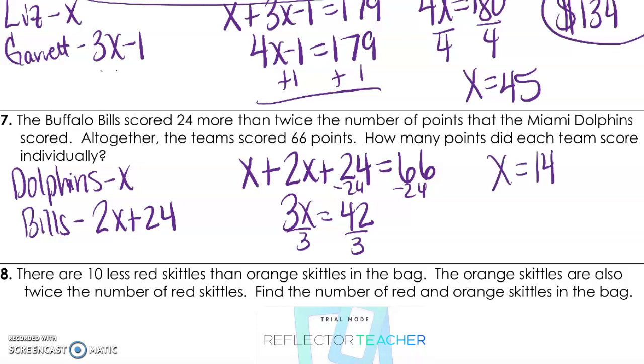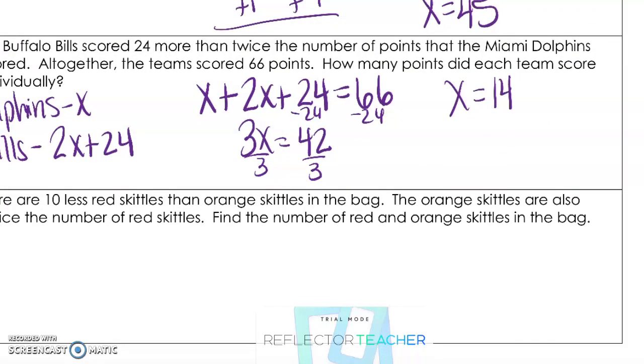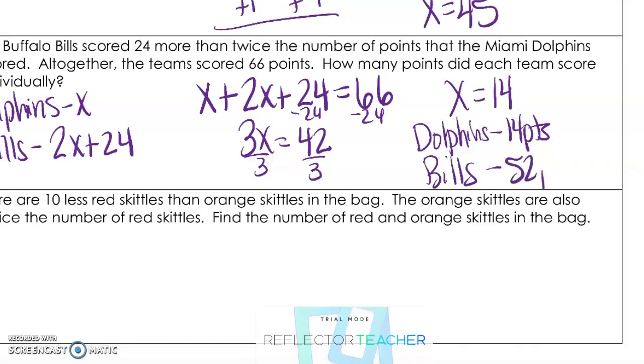So it says how many points did each team score individually? Well, we just found the Dolphins. So the Dolphins were 14 points. The Bills then, the easy way to do it is 66 minus 14, and that would give you 52. Or you can plug it back into the 2x plus 24, and you would get 52 that way also.